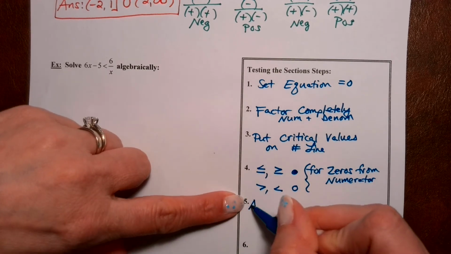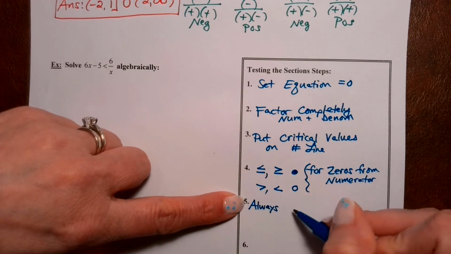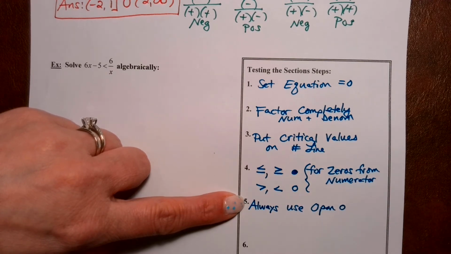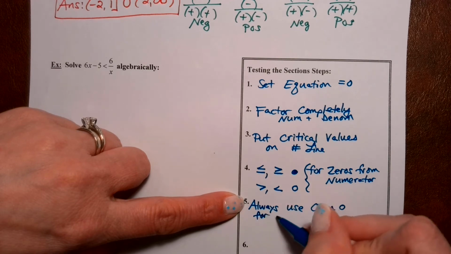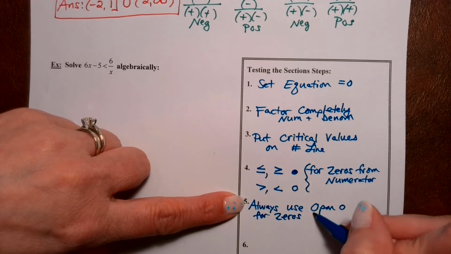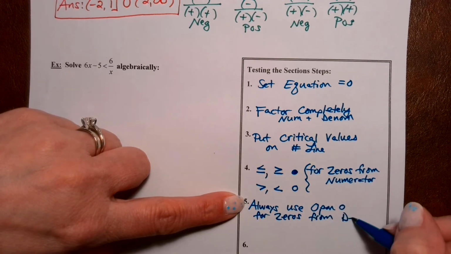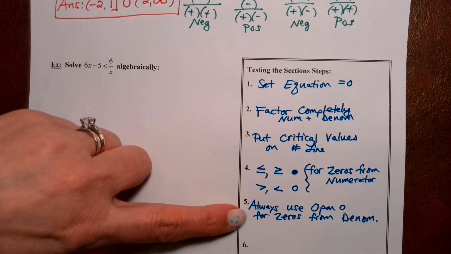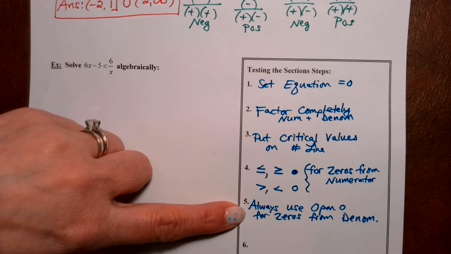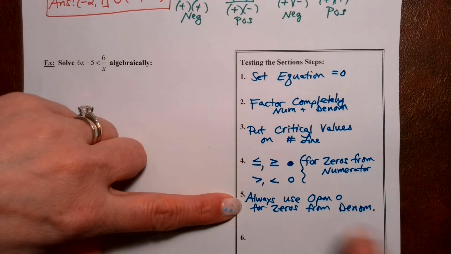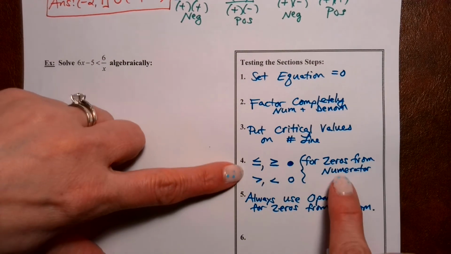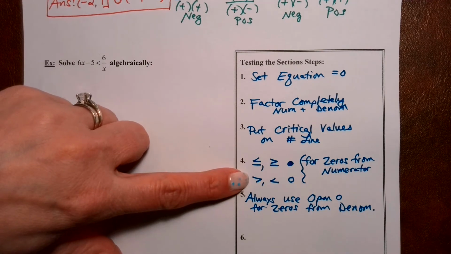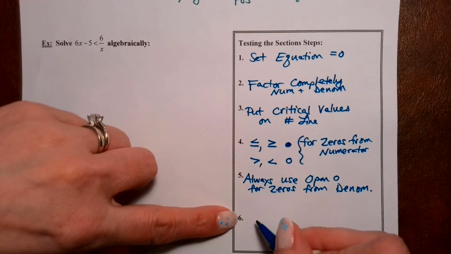But we always use an open bubble for the zeros from the denominator. We always use open from the denominator. You don't want the bottom to equal 0. The denominator gets open, the numerator depends on the sign. And then the last section is the fun one.